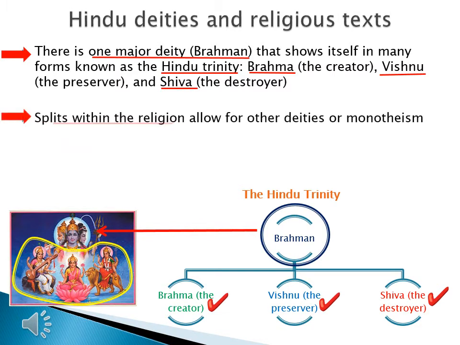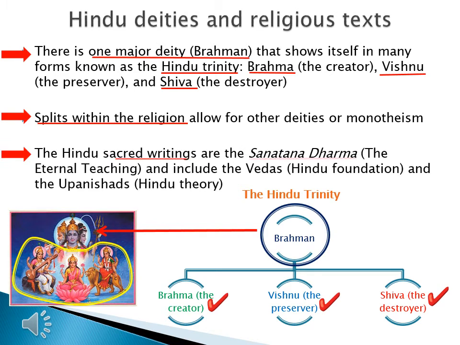But splits within the religion allow for other deities and even monotheism. You can be Hindu and you don't have to worship the deities we just talked about. There are sacred writings, though. The Hindu sacred writings are the Sanatana Dharma, which is the eternal teaching. That's the main book, and that includes the Vedas, which shows us the Hindu foundation, and the Upanishads. That's Hindu theory. So we have sacred writings, we have one major deity, and then we have the Hindu Trinity. Go to the next slide.